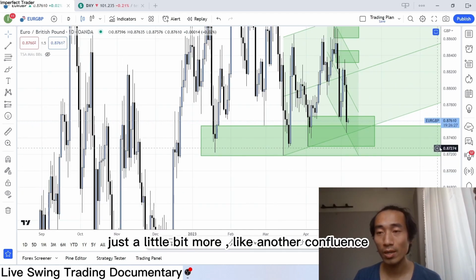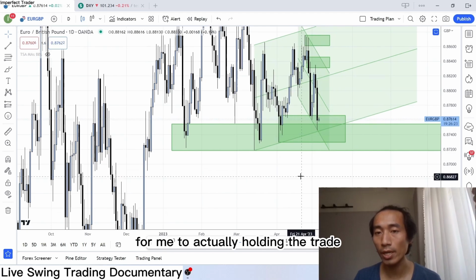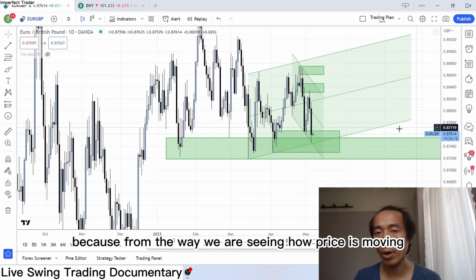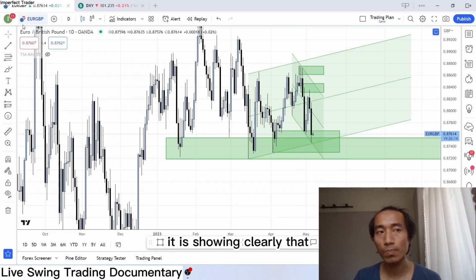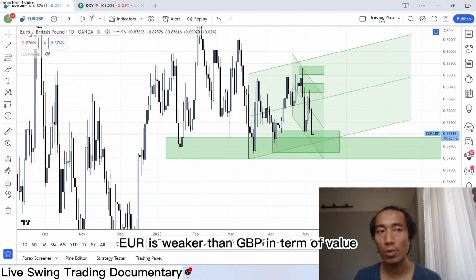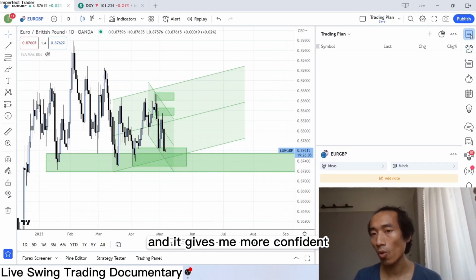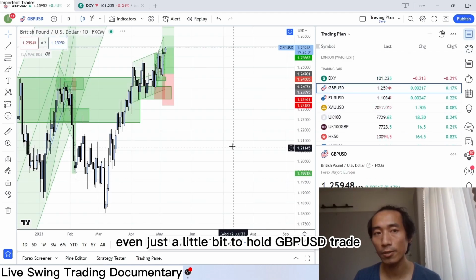It's another confluence for me to keep holding the trade, because from the way we are seeing how price is moving, it is showing clearly that the euro is weaker than the British pound in terms of value, and it gives me more confidence, even just a little bit, to hold the GBP/USD trade.